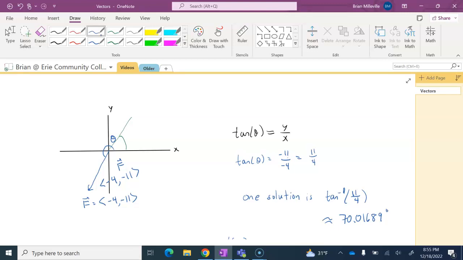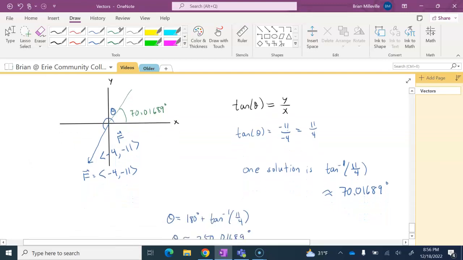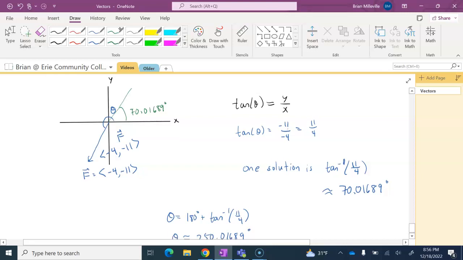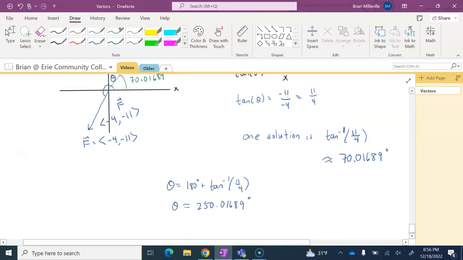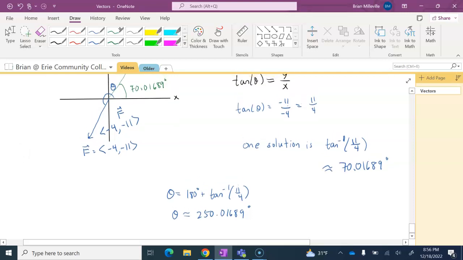So what I have listed here, and shown in the picture in green, is 70.01689. That's an angle in quadrant 1. We need the angle theta to go from the positive x-axis over to our vector, which is in quadrant 3. Well, we can see what we need to do. To get our angle theta, we're going to need to add on 180 degrees. That makes sense from our previous experience. Tangent is a pi periodic function. So we need to add on 180 degrees to get another angle whose tangent will be 11 over 4. And that comes out to 250.01689 degrees.